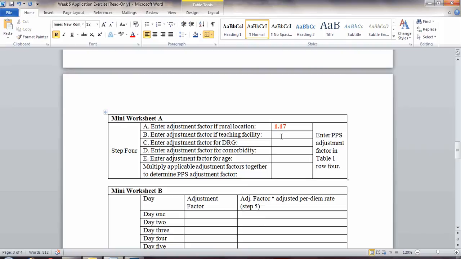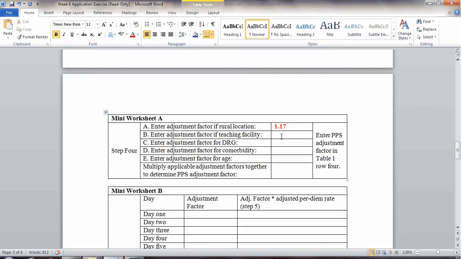Our DRG was given to us in our claims information, and you can find the appropriate adjustment factor in Table 6.8 of the text. You would enter that amount here in Part C. In Part D, we're asked to enter the adjustment factor for the comorbidity. Now, although the primary and secondary diagnoses are psychiatric related, we do see that the patient also has uncontrollable diabetes mellitus. Uncontrollable diabetes mellitus is considered a comorbidity, and you can look up the adjustment factor in Table 6.9 of the text.